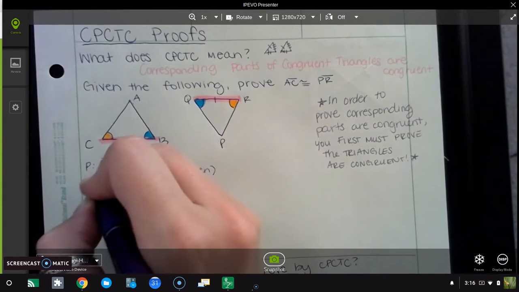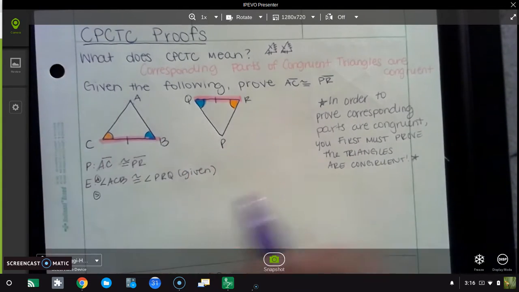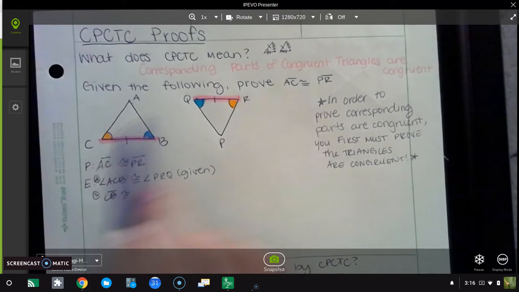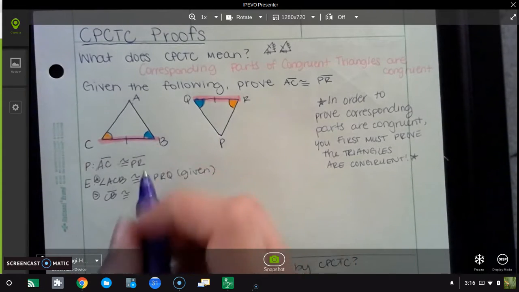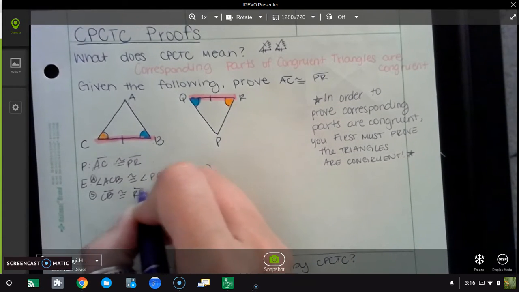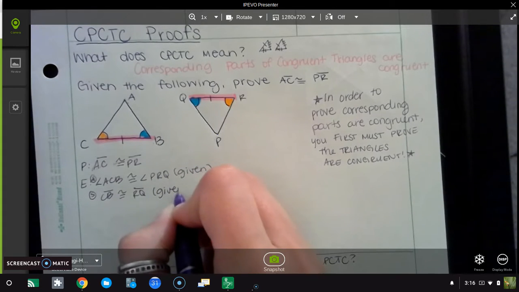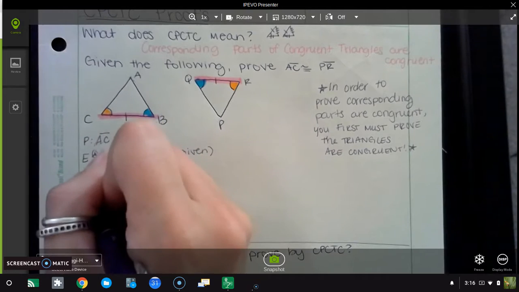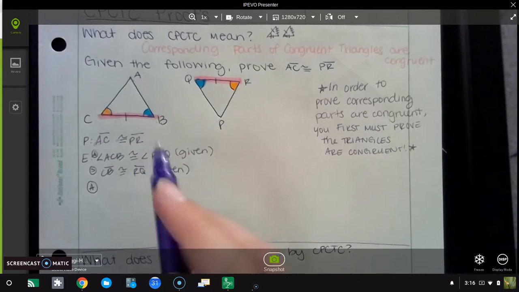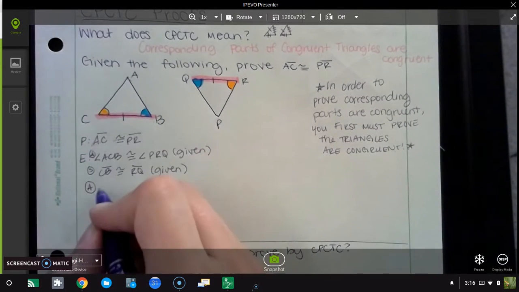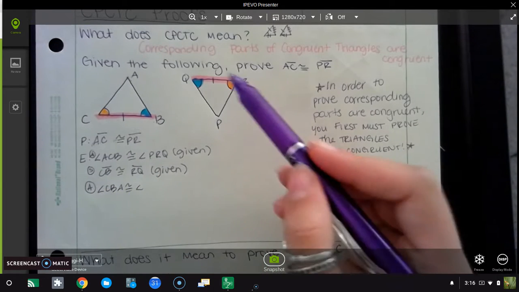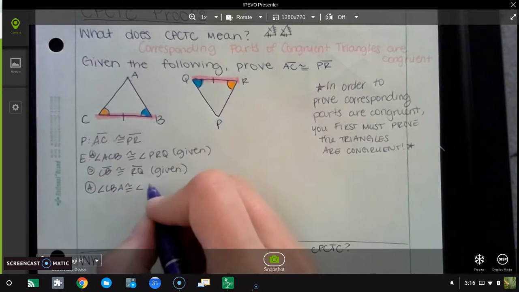And that was my first angle. My second side is CB is congruent to RQ, since the corresponding angle to C is R. And that's just given to me. Okay. My last one, I'm proving my angle side angle, so my angle that's congruent is CBA. Angle CBA is congruent to angle RQP.